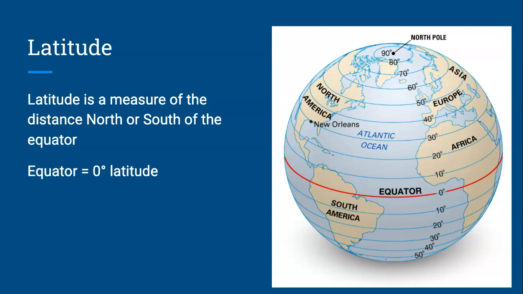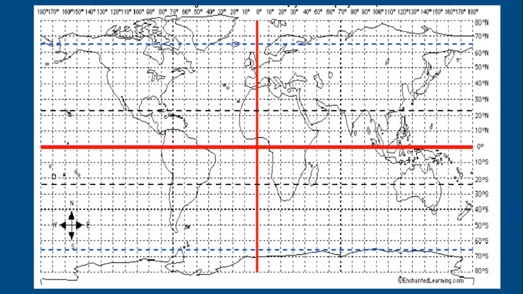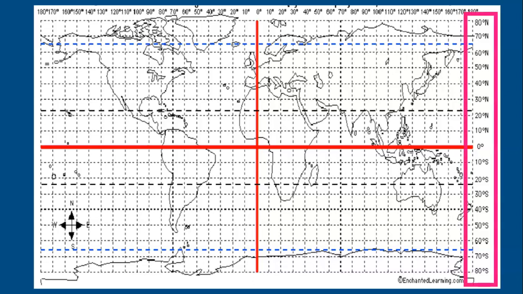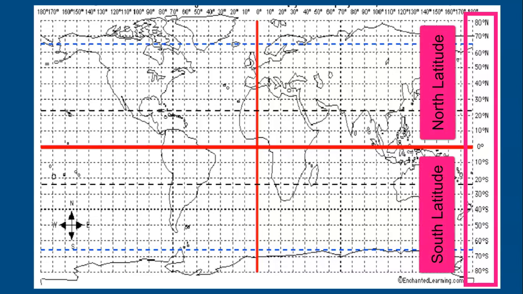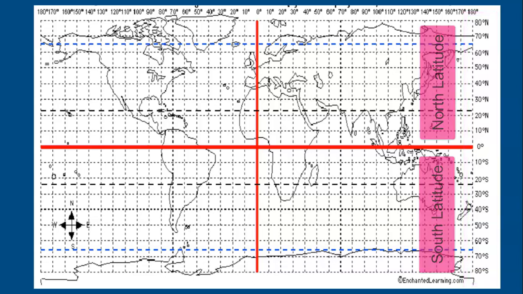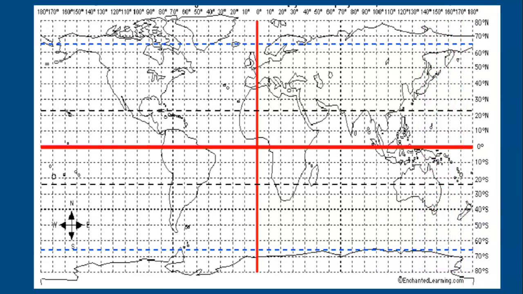The equator has a latitude of 0 degrees, and as you start moving towards the poles, you start increasing the latitude. Here's a map of the Earth broken into latitude and longitude, which we'll cover at a later date. Right now, look at the right side of this map, and you'll notice the north and south latitude going up and down the map. Let's try an example of reading the latitude on a map.